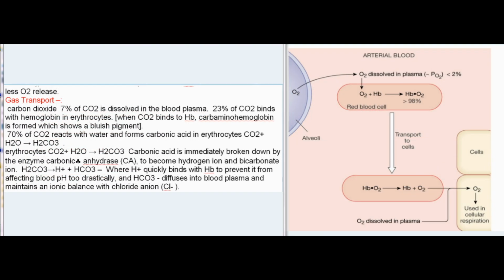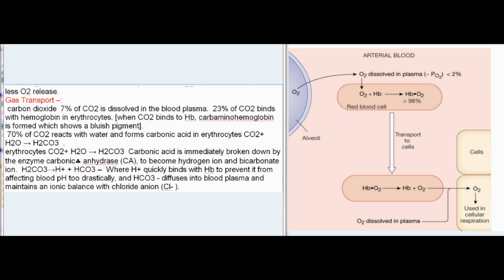Gas transport, carbon dioxide. 7% of CO2 is dissolved in the blood plasma. 23% of CO2 binds with hemoglobin in erythrocytes. When CO2 binds to Hb, carbaminohemoglobin is formed, which shows a bluish pigment. 70% of CO2 reacts with water and forms carbonic acid in erythrocytes. CO2 plus H2O rightward arrow H2CO3.